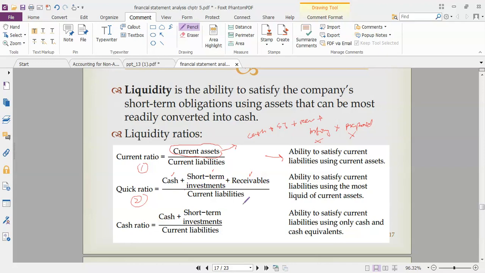The interpretation of the quick ratio is the ability of the company to satisfy current liability using the most liquid current assets. The most liquid current assets are just cash, short-term investment, and also account receivable. Other than that, it is less liquid.